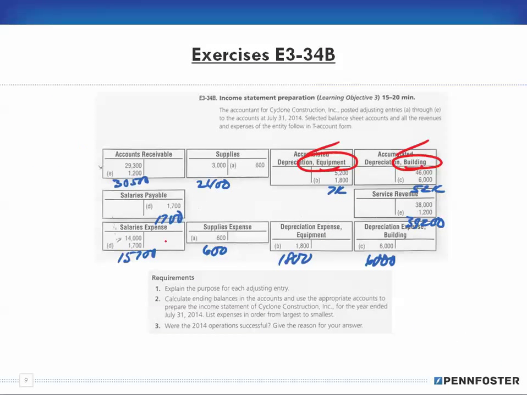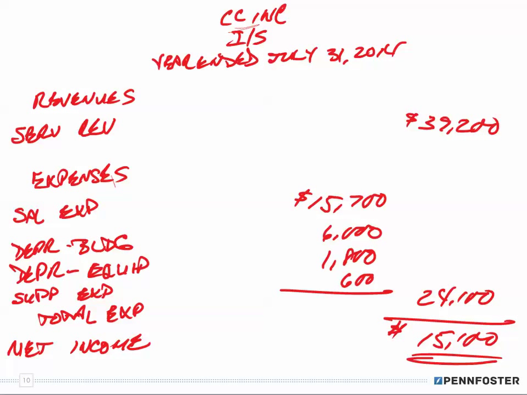And so for letter C here, that means we've just finished creating the income statement. And for number 3 here, it says, were the 2000 operations successful? Give the reason for your answer. Well, yes, it was successful because we have a profit of 15,100, because our revenues were greater than all of our expenses. Right? So that's that particular problem.